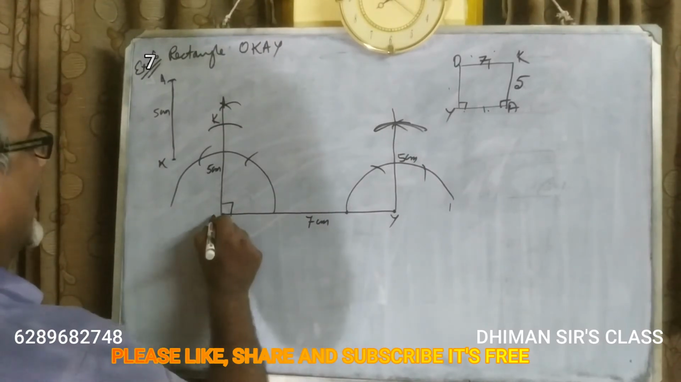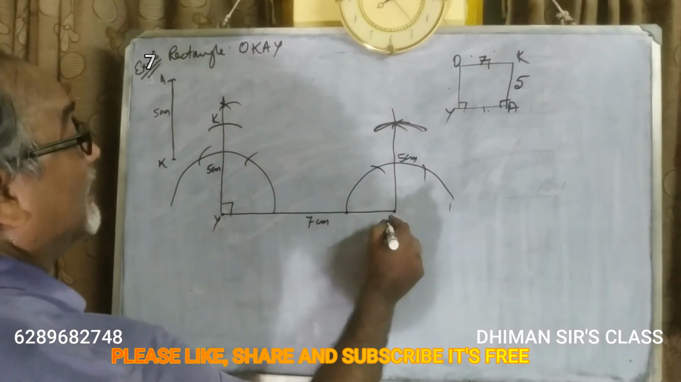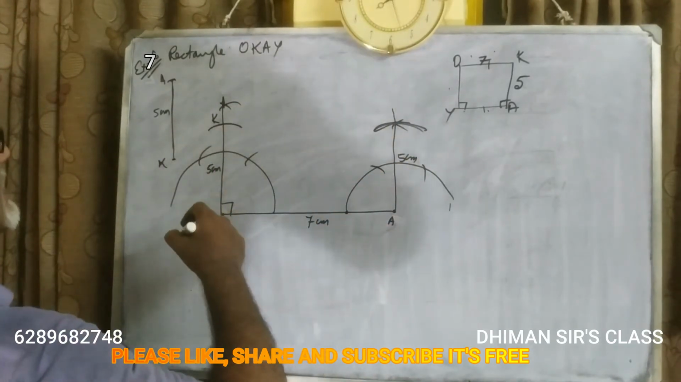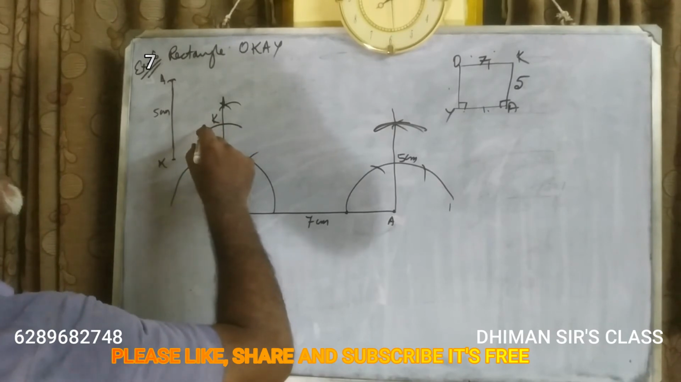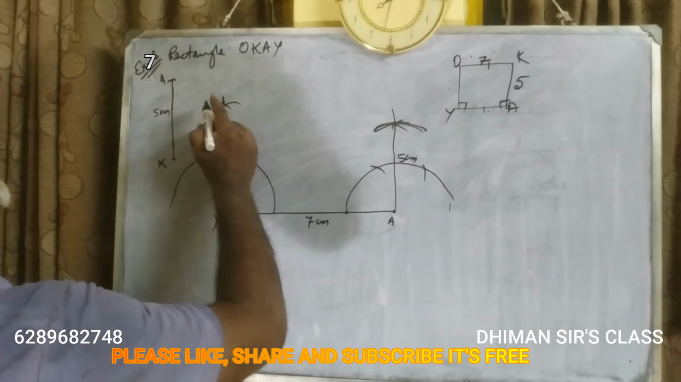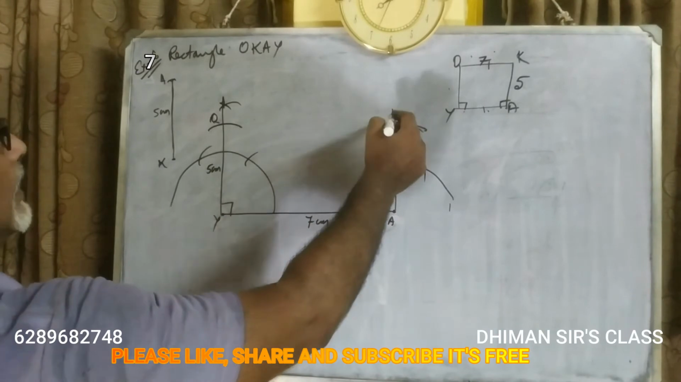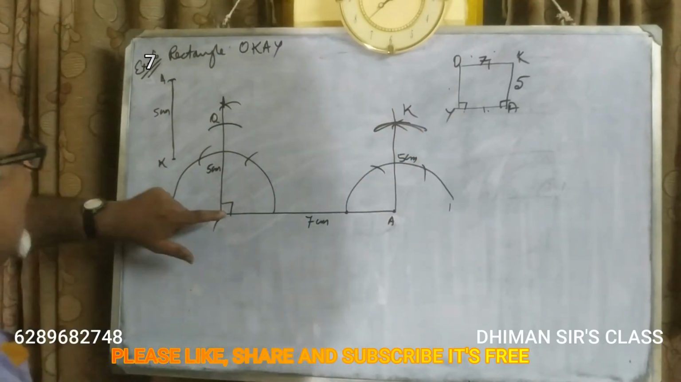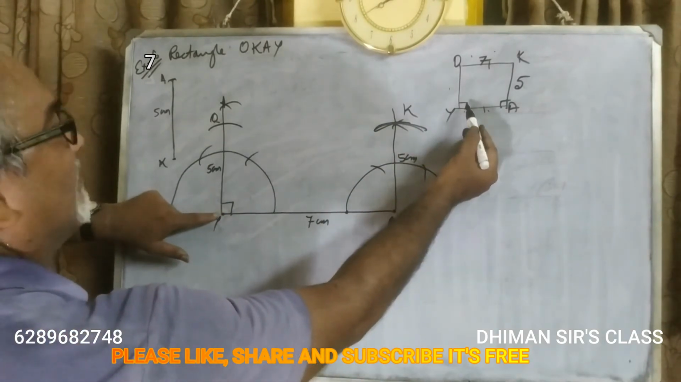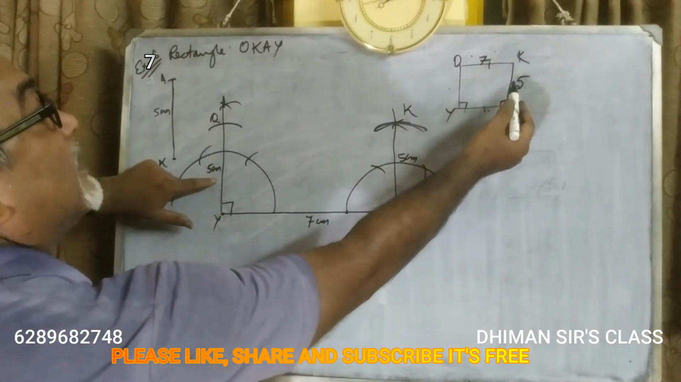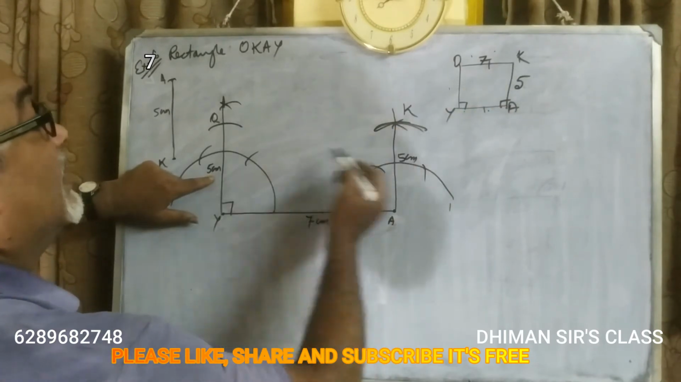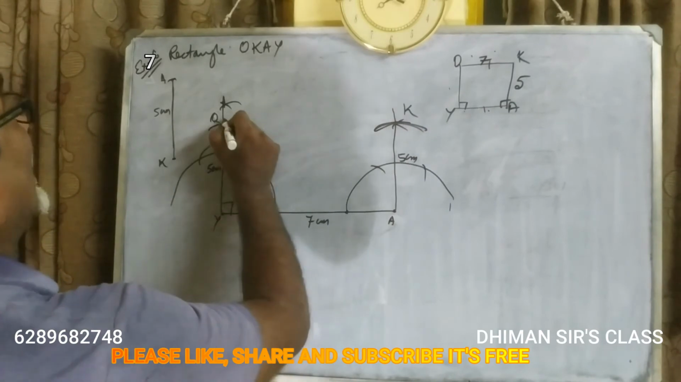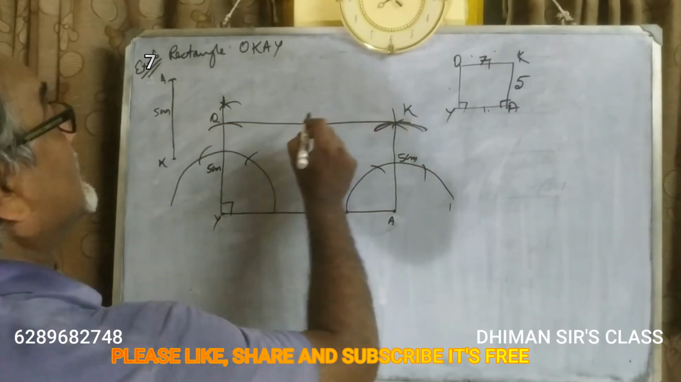Let this be Y, let this be A, because according to cyclic order we must write... no, this is not K, this is O, and this is K. OKAY, 90 degree, Y 90 degree. This is 5 centimeter, this one also 5 centimeter. This is 7 centimeter AY, and join this with the help of a pencil and scale.